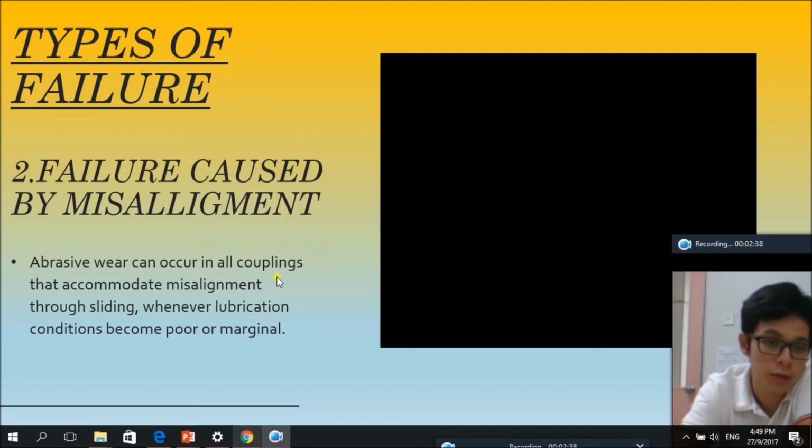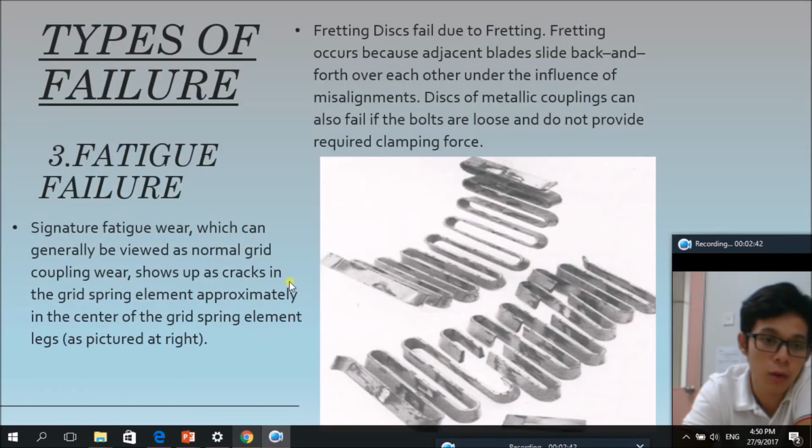So, the video just now showed 5 types of common misalignment, and next we will talk about the third type of failure, that is fatigue failure. Signature fatigue wear, which can generally be viewed as normal grid coupling wear, shows up as a crack in the grid spring element approximately in the center of the grid spring element legs. As shown in the picture here, you can see that there is fatigue over this region or this region. This is the type of fatigue that has happened, compared to this one, the original.